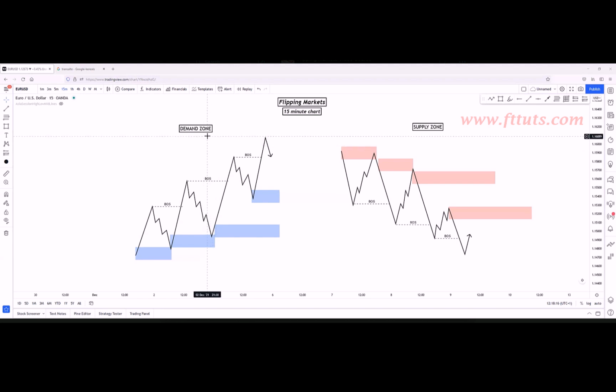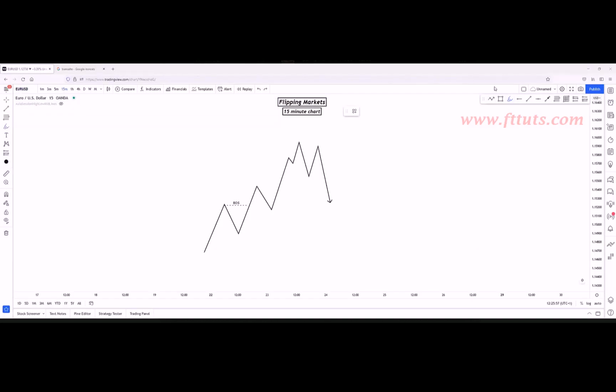Okay, the next criteria is, it has to break structure or change character. A supply and demand zone will only be valid if it breaks structure or an opposite side zone. Let's see an example for this.